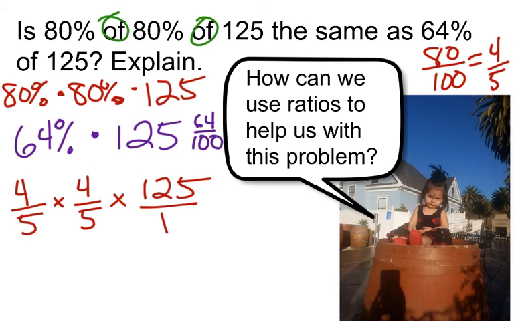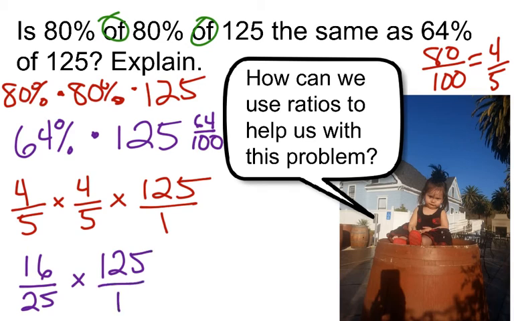64%, which is 64 over 100. I know that I can divide 64 and 100 both by 4 and get 16 over 25 of 125. And we'll make that one 125 over 1. Now let's analyze what we have.